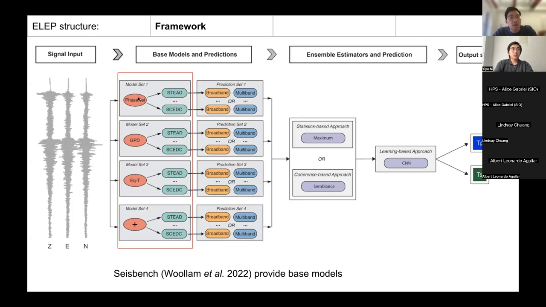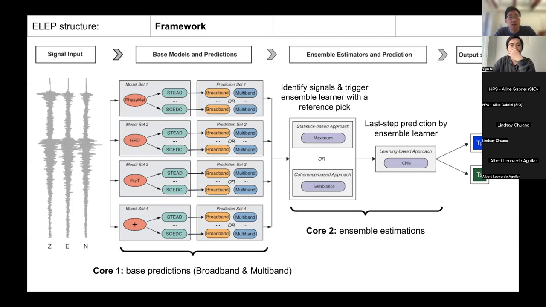As you see, there are very powerful neural network architectures, like PhaseNet, GPD, or Earthquake Transformer. And each of them has many pre-trained models, given different datasets to train on. Then each pre-trained model will have a result. So how to do the prediction? The first core part is to do the prediction, and you will be given two options: the broadband or the multiband. I think you already guessed that the multiband just performs prediction in multiple frequency bands.